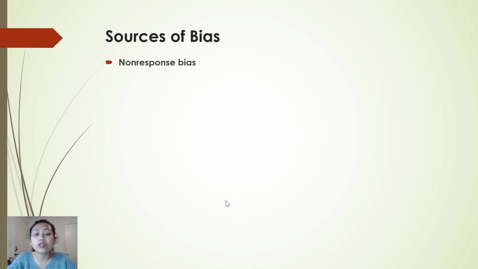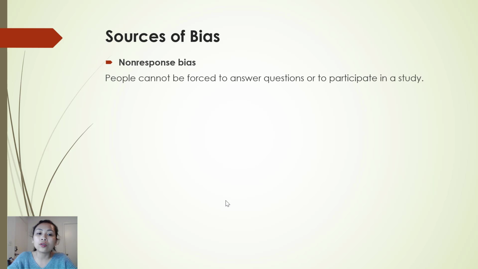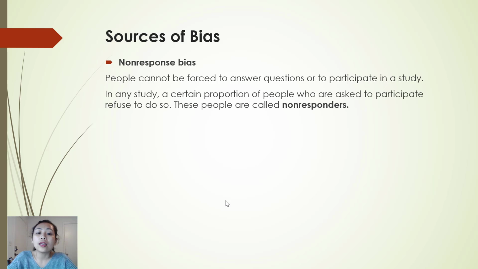Next, nonresponse bias. Remember, when we talked about free response samples, some people are free to choose whether they respond or not. That's why we also have bias in this kind of study, because many people will not respond to the survey. People cannot be forced to answer a question or to participate in a study. In any study, a certain proportion of people who are asked to participate refuse to do so. These people are called non-responders.